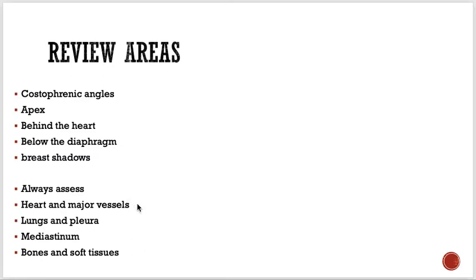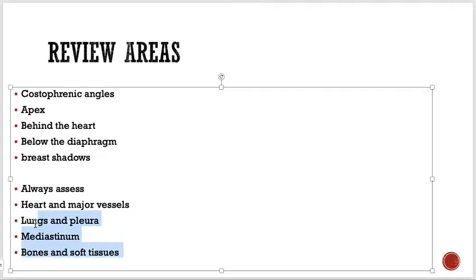By the way, we can write over here, for example, always assess the heart and major vessels. I can make it a little bolder. Okay, so always assess the heart and major vessels. You can assess the size of the heart, you can assess the size of the vessels. Okay, you can check for any stents, any clips, okay, any pacemaker, okay, as well as you can check the aorta, okay, things like this.